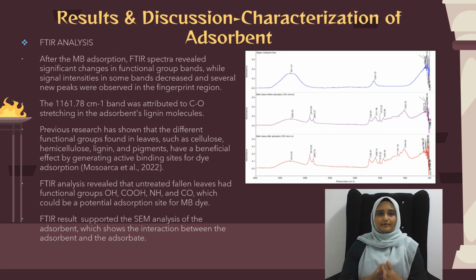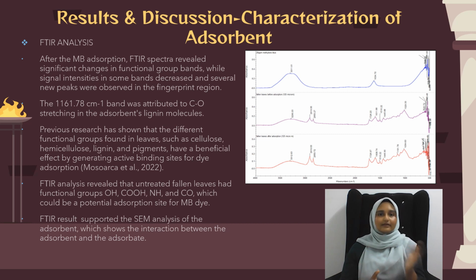So after MB adsorption, FTIR spectra revealed significant changes in functional group bands, while signal intensities in some bands decreased and several new peaks were observed in the fingerprint region. So the 1161.78 centimeter negative 1 band was attributed to the C-O stretching in the adsorbent lignin molecules. Previous research has shown that different functional groups found in plants, such as cellulose, hemicellulose, lignins, and pigments, have a beneficial effect by generating active binding sites for dye adsorption. To summarize, FTIR analysis revealed that untreated pandan leaf had functional groups of OH, COOH, and NH, which could be potential adsorption sites for MB dye.